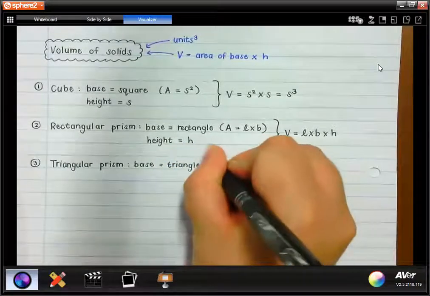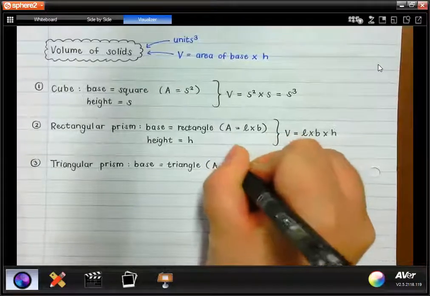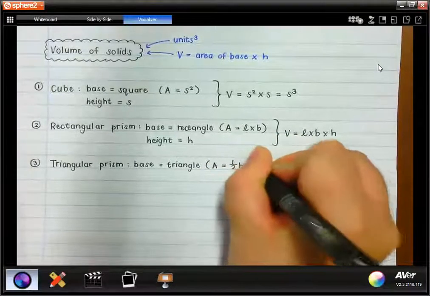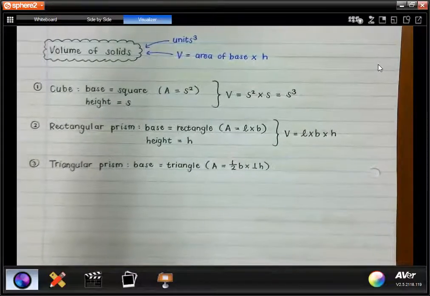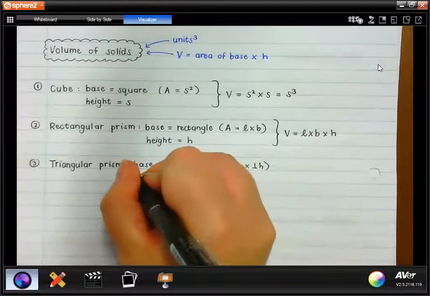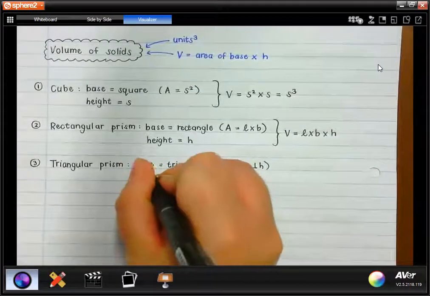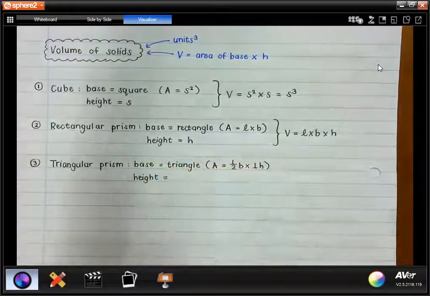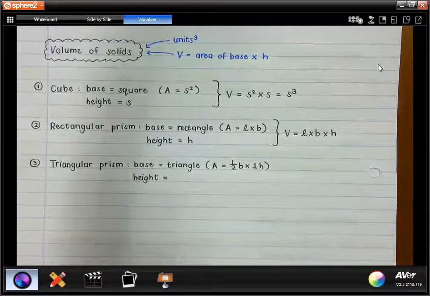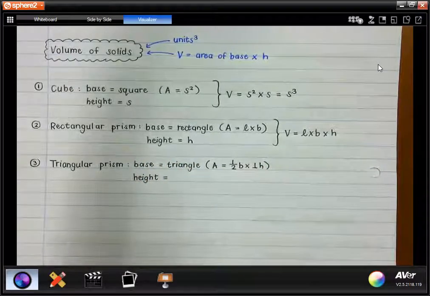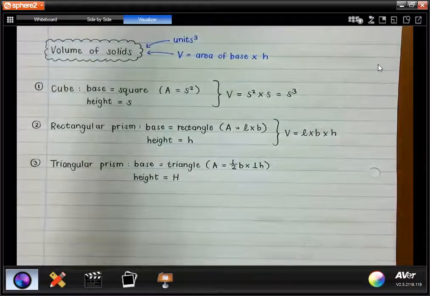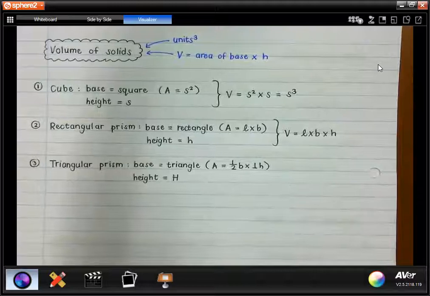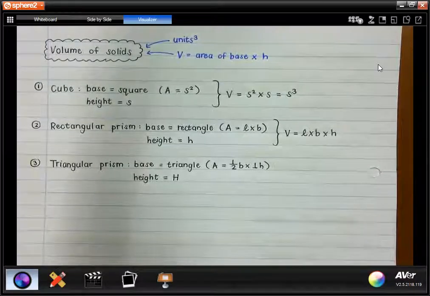And we all know that the area of a triangle is half base times perpendicular height of the triangle, right? But now for volume, we're going to have to multiply that by the height of the actual prism, which is different from the height of the triangle. Okay, so we're going to be working with 2 different heights, which is why for this one, we're going to call it a capital H. Okay, because there are 2 different ones. We can't work with a small h and a small h because it's actually 2 different things.